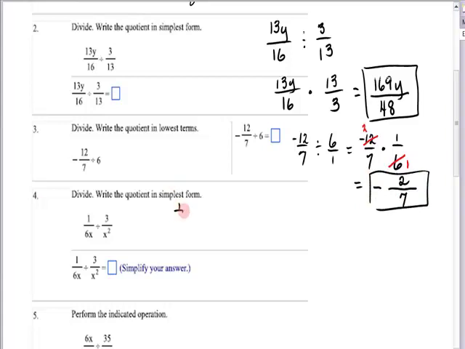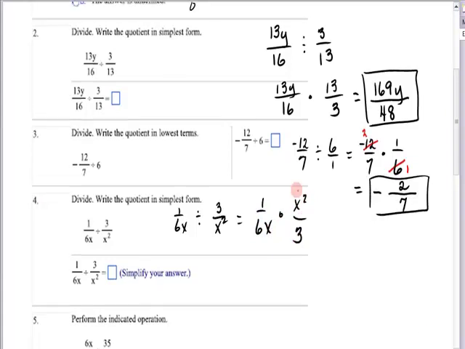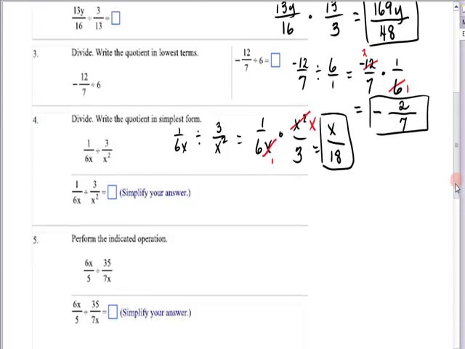Problem number 4. I have 1 over 6x divided by 3 over x squared. Keep, change to multiplication, flip x squared over 3. Okay, I see only x's as common factors. This x divides out with one of these x's, leaving a single x up here. I have 1 times x is x, and 6 times 3 is 18. So I did keep, change, flip, and bow tied what I could.